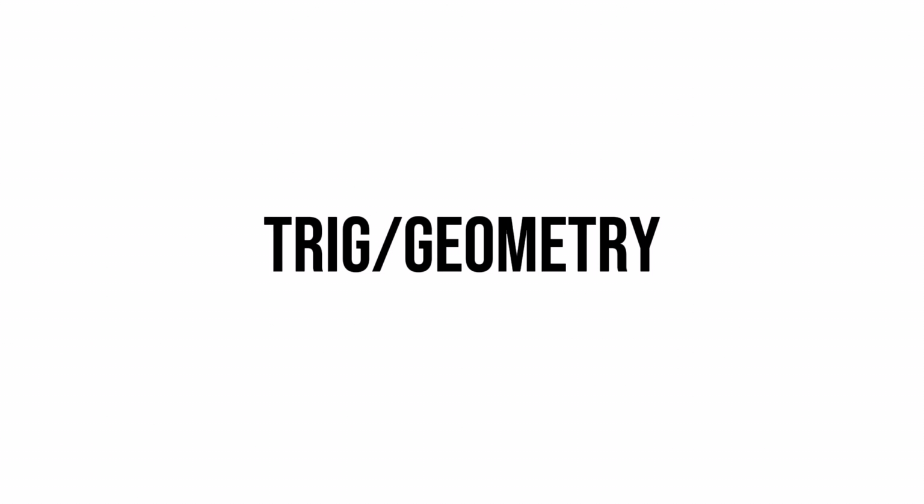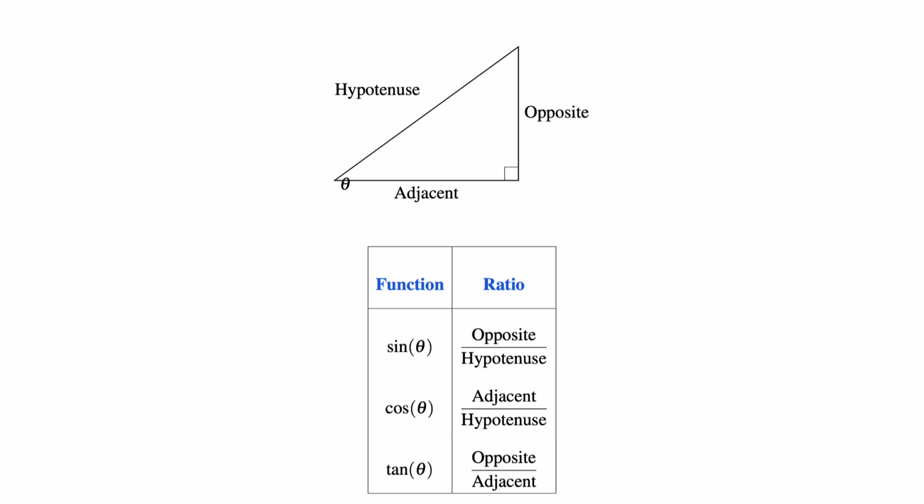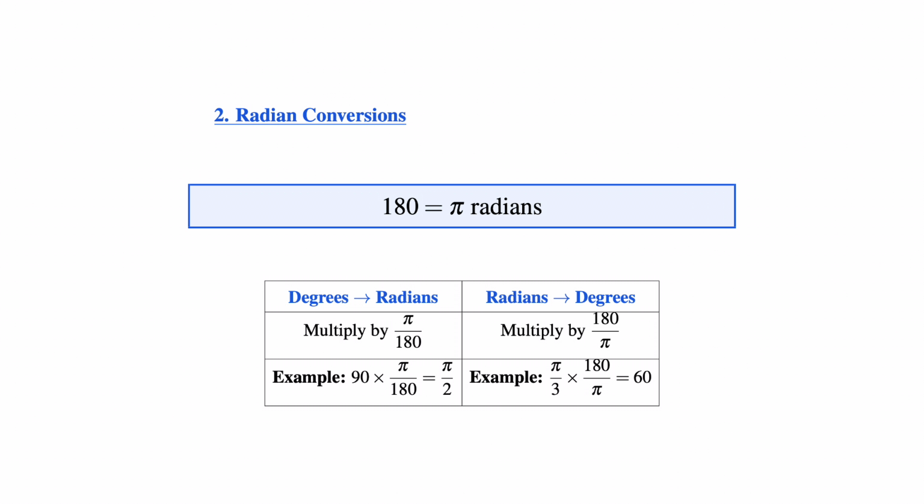Trigonometry and geometry. This section is smaller, usually around 5 to 7 questions, but it's free points if you know the basics, as the test doesn't go too deep into trig. Right triangle trigonometry. This is the big one. For any right triangle, you must remember the 3 functions and their side angle relationships that are currently on screen. You should know how to convert between degrees and radians. 180 degrees equals pi radians. So to convert degrees to radians, multiply by pi over 180. To go from radians to degrees, multiply by 180 over pi.